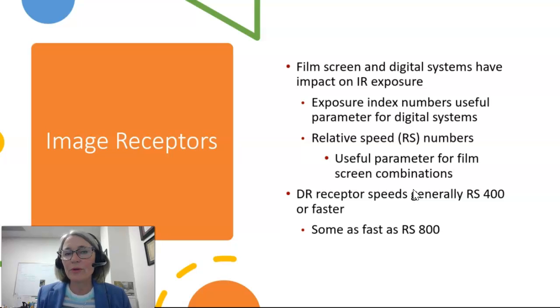So it's a useful parameter for film screen combinations. So DR receptor speeds generally are RS 400 or faster. So relative speed of 400 or faster. Some are as fast as 800. What happens is, with the lower, slower RS numbers, the better detail typically you have. The faster, like in trauma, we'd be using an RS 800. If we have an 800 system, we're going to have really fast processing, which is fantastic, but our image quality is not going to be as good.